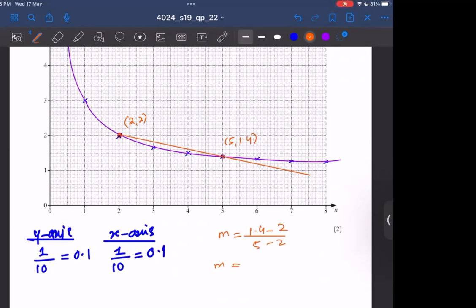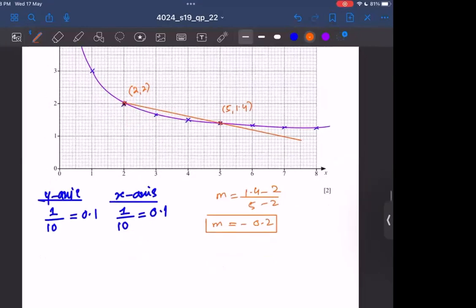So this is minus 0.2 here. So I got the gradient of the graph of the line. I'm going to find out the equation of the line, y equals mx plus c. Minus 0.2 is basically minus 1 by 5, so I just write minus 1 by 5 as the gradient.